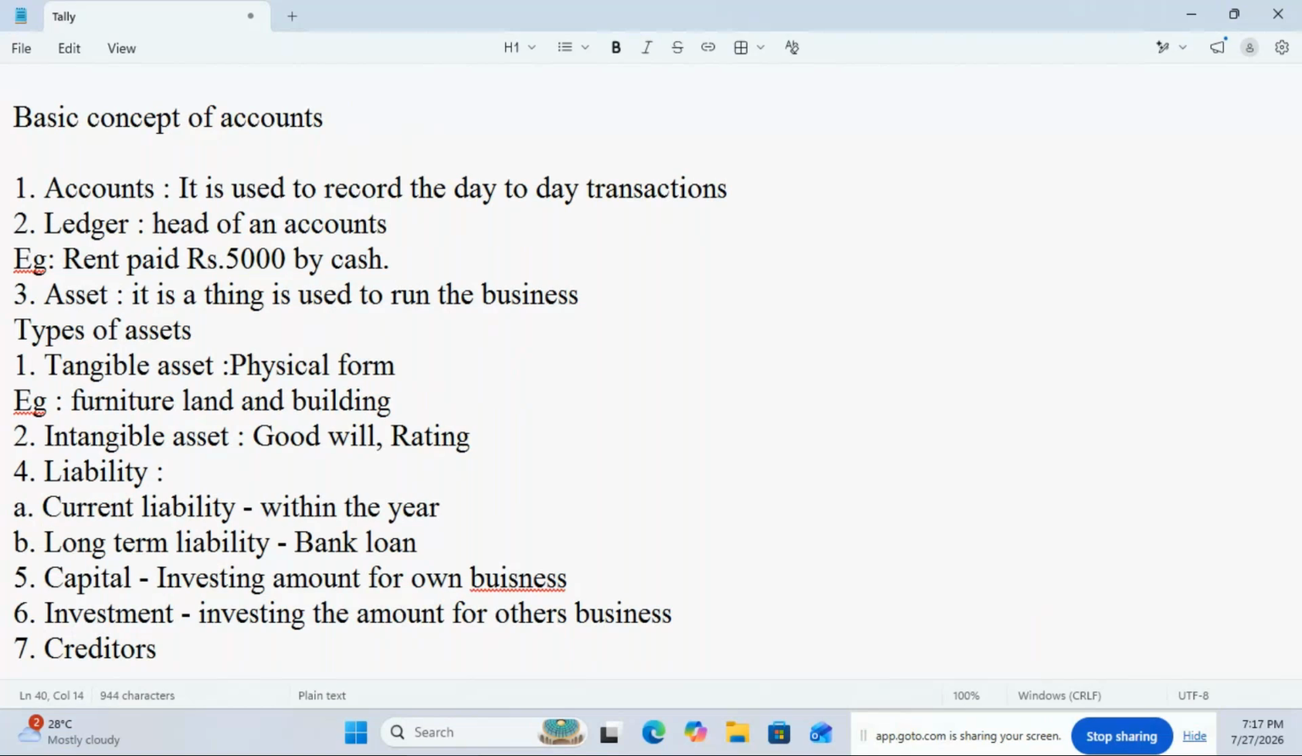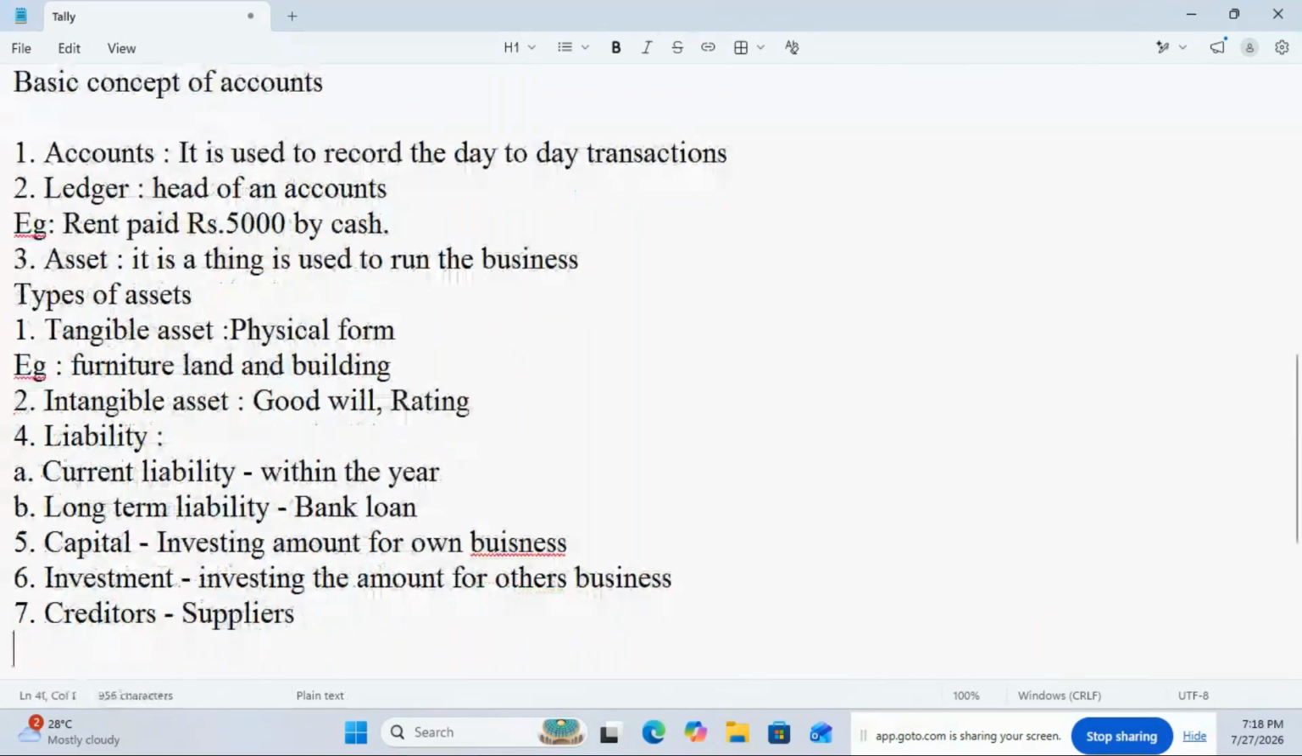Creditors. It's whom the business owes money. Correct. In technical Tally words, creditors are the suppliers and debtors are the customers. In Tally we have to create ledgers with the names of suppliers and customers, so at that time we'll be using creditors and debtors. Debtors are the customers and creditors are the suppliers.